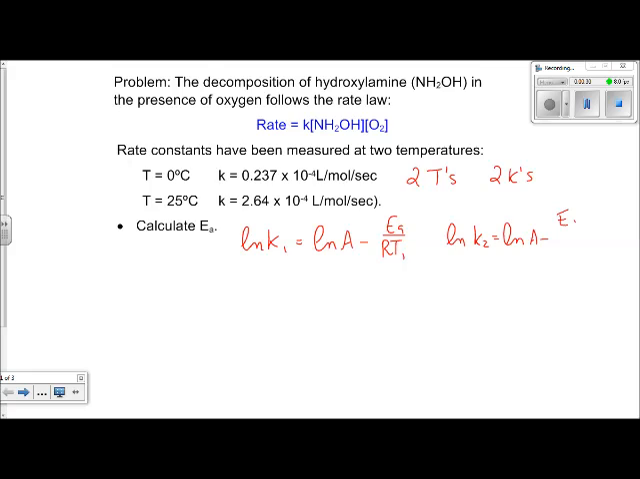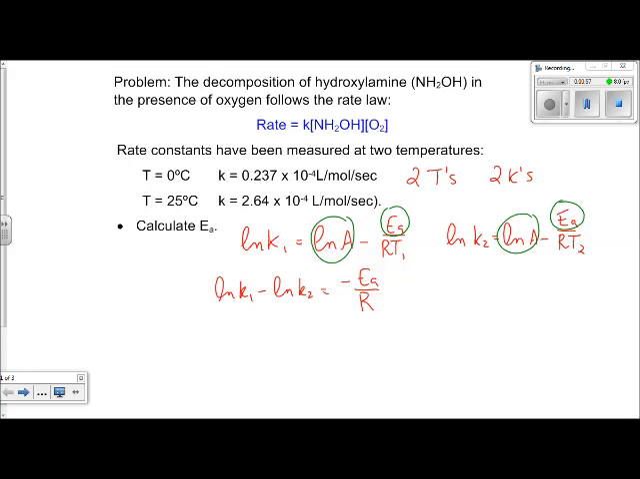Now, in each of these expressions, there are some common terms. First of all, the ln of A, ln of the frequency factor, would be the same in both terms, and the EA would be the same in both terms. Those are not going to change even if the temperature is changed. To simplify these two expressions, we can subtract one from the other, so ln of K1 minus ln of K2. That gets rid of the ln of the frequency factor immediately.